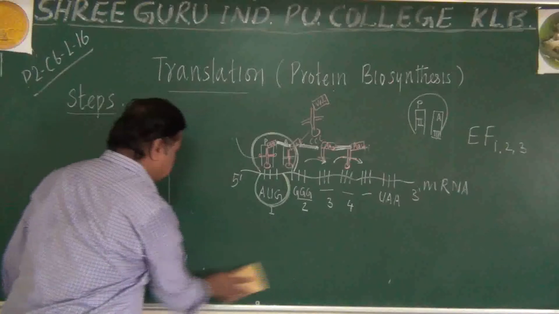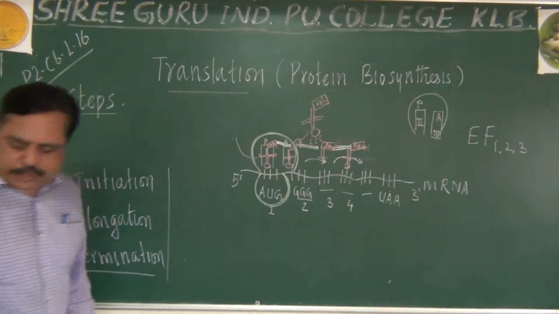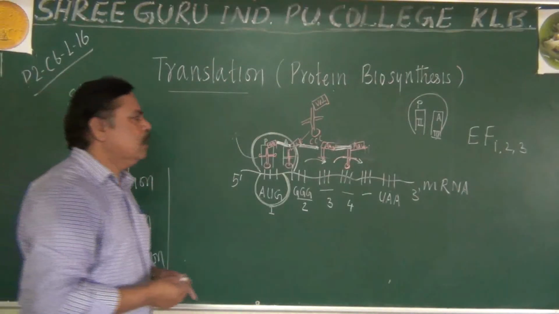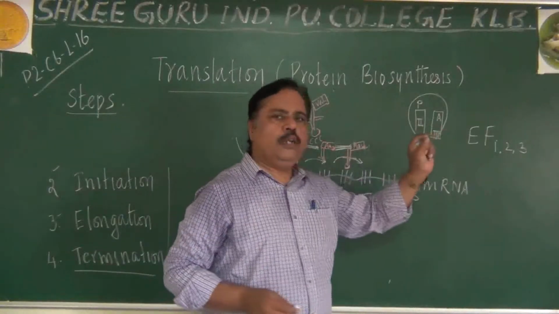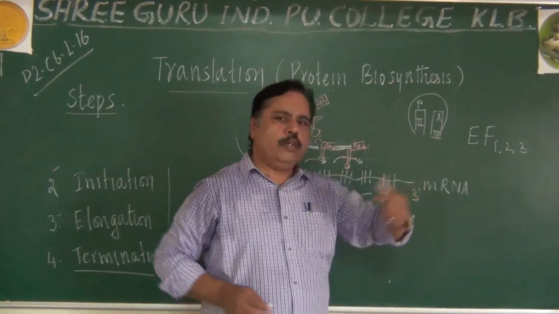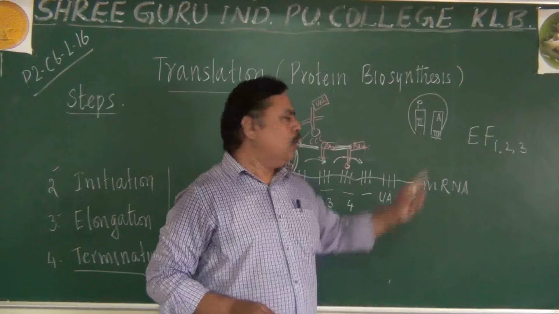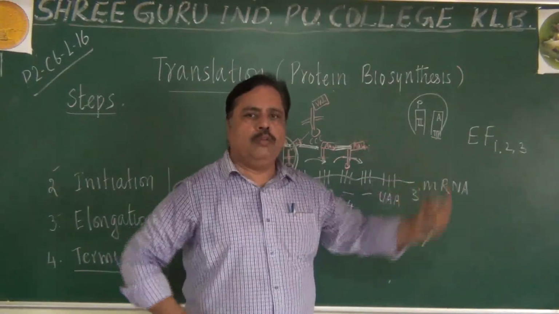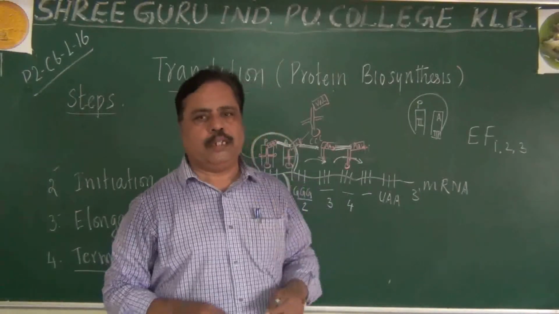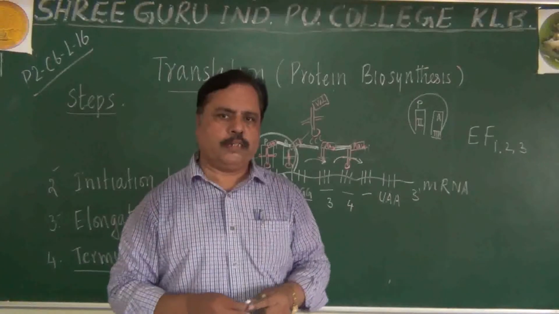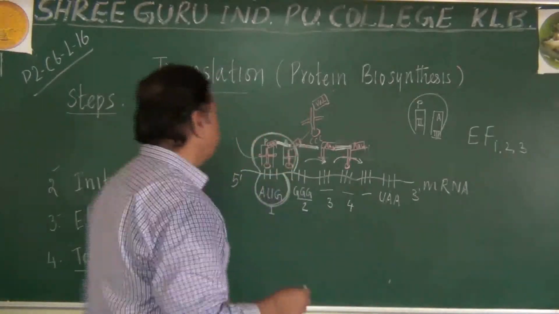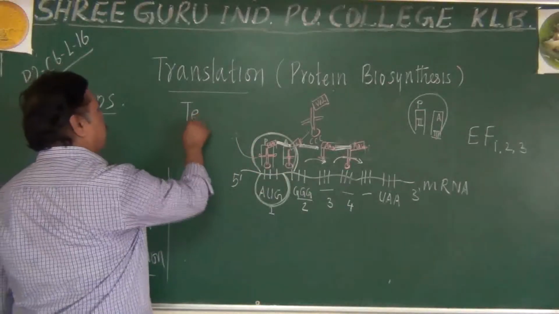Peptide bond is synthesized by peptidyl synthetase enzyme. A new loaded tRNA will enter into the A site. Unloaded tRNA will leave the ribosome by the P site. Remember these points. Let me come to the fourth step involved here.